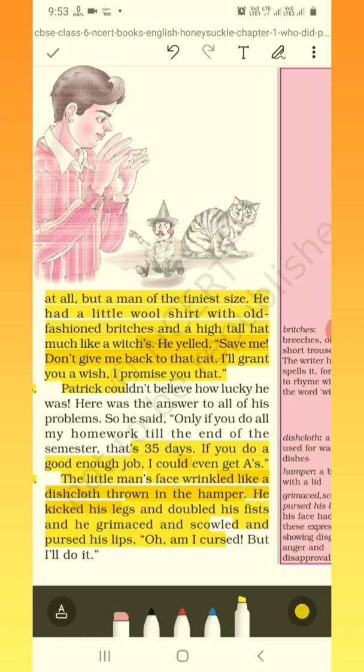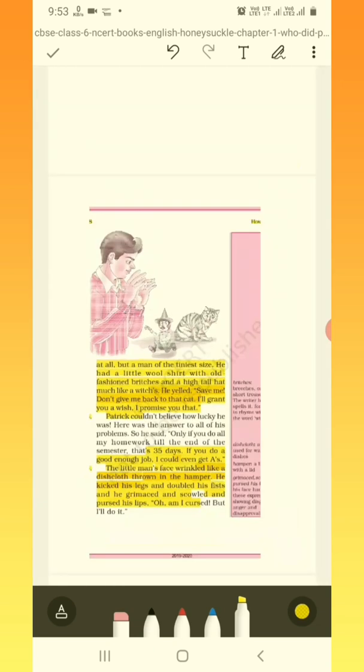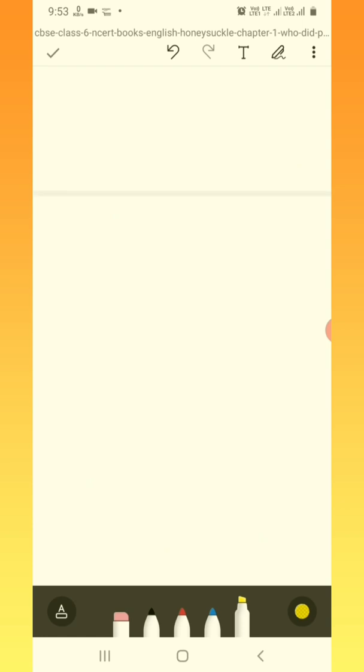He hated it. The little man's face wrinkled like dishcloth thrown in hamper. So what is the meaning of the word dishcloth? Let's find it out here. Dishcloth is a word. I'll get back to this one, don't worry.